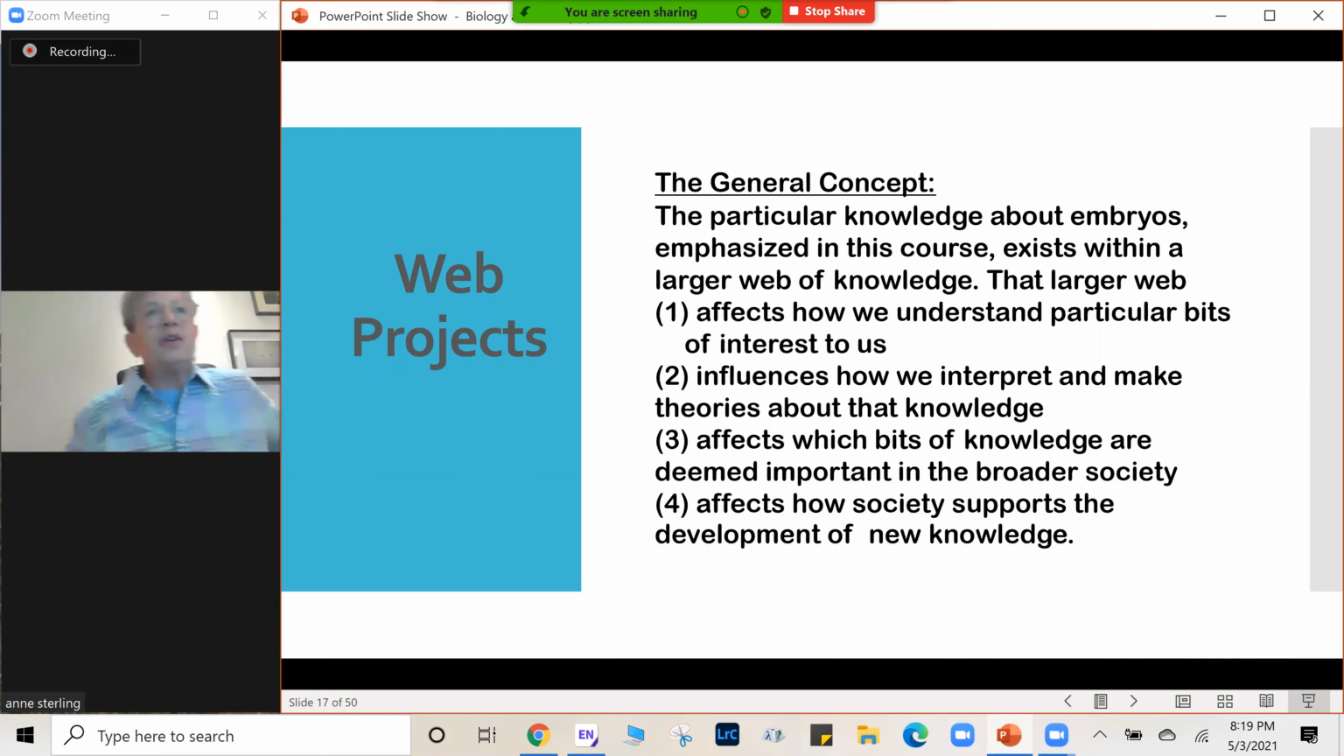The general concept of the web projects is the following: particular knowledge about embryos exists within a larger web of knowledge. That larger web of knowledge affects how we understand particular bits of interest to us. It influences how we interpret and make theories about that knowledge, and it affects which bits of knowledge are deemed important in the broader society. It affects how society supports the development of new knowledge.